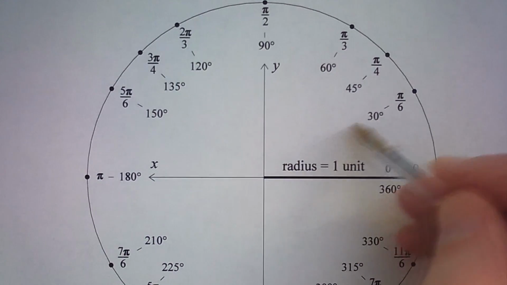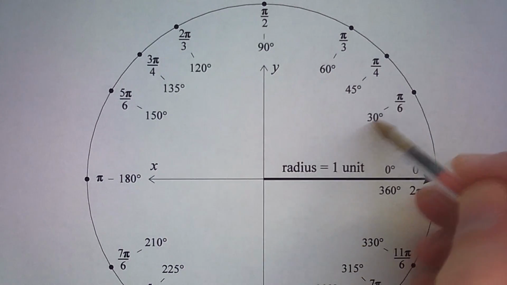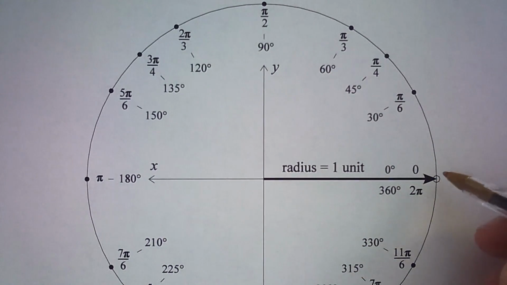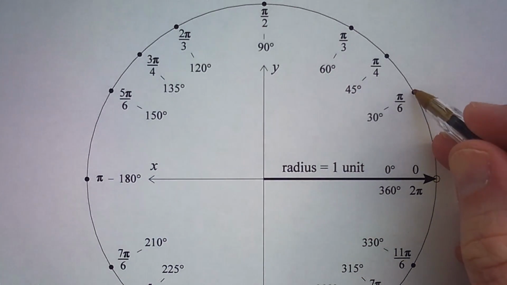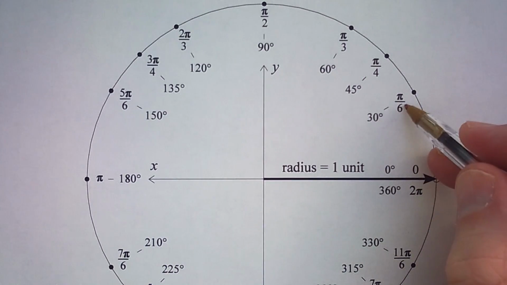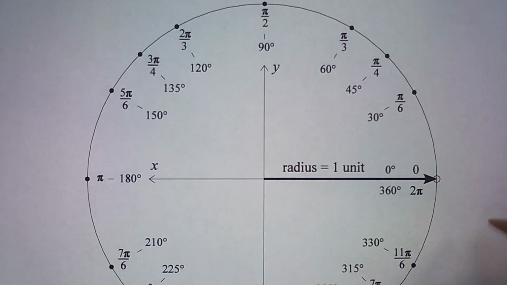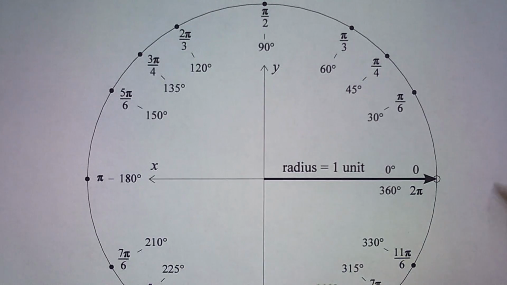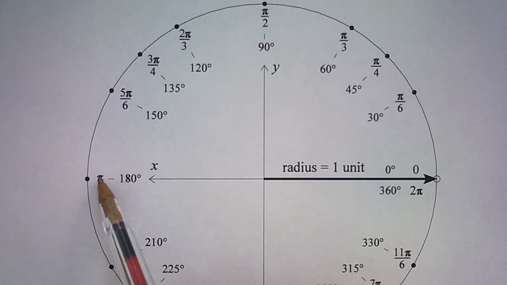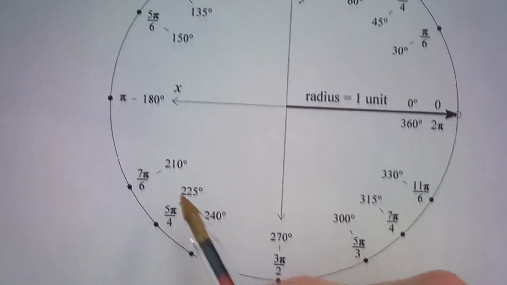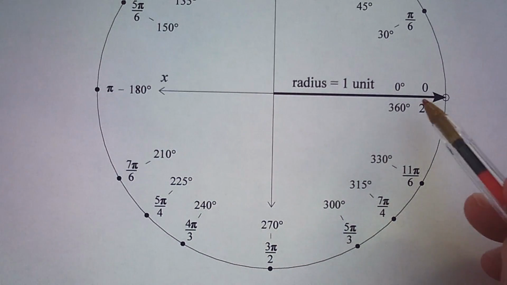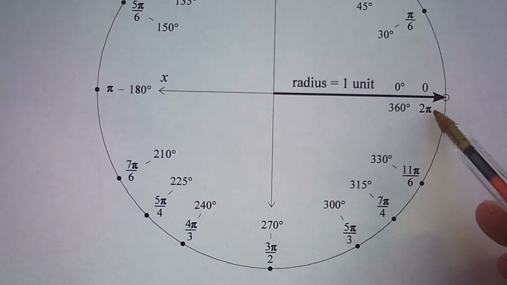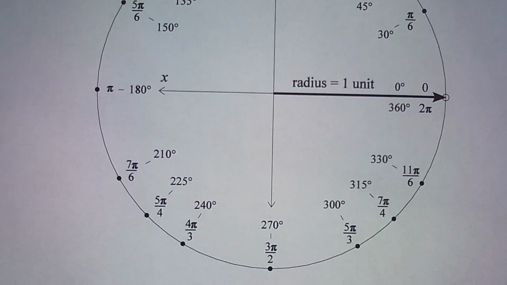So right here, we have a 30-degree angle. When I go 30 degrees around this circle, I can also call that pi over 6 radians. And when I get to 90 degrees, I can also call that pi over 2 radians. 180 degrees is pi radians. And then when I go all the way around the circle, I'm at 360 degrees, which is also 2 pi radians. So we're going to find arc lengths and sector areas in radians.